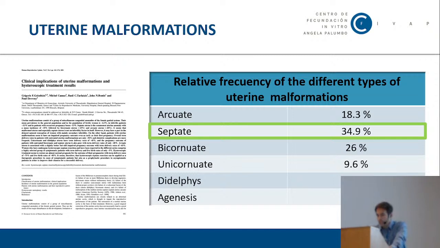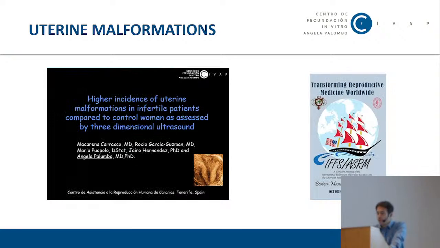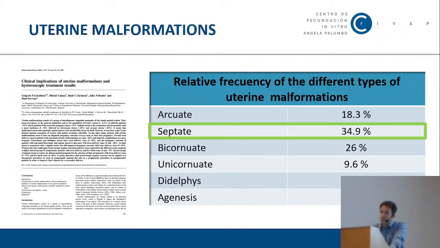Greenpeace in this study concluded that the most frequent uterine malformation is the septate uterus, followed by the bicornuate uterus and the arcuate uterus.